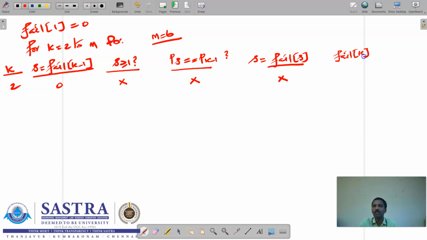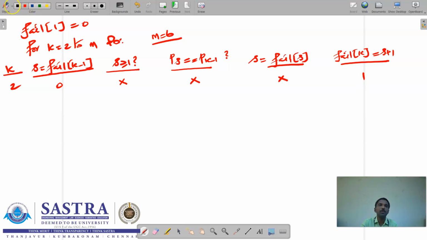Fail of k is equal to s plus 1. Now the s greater than or equal to 1 condition becomes false. So fail of k is s plus 1. Fail of k is fail of 2. 2 is s plus 1. S is 0. 0 plus 1, 1. So fail of 2 is computed.